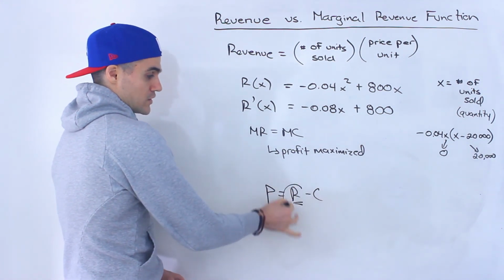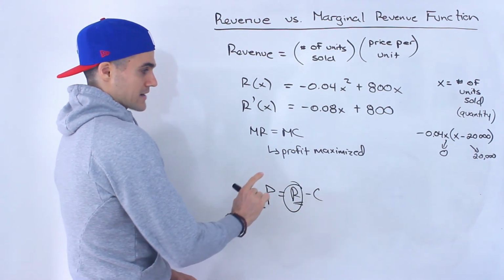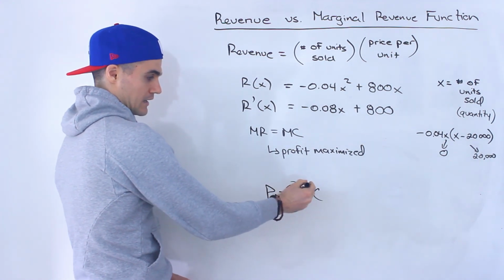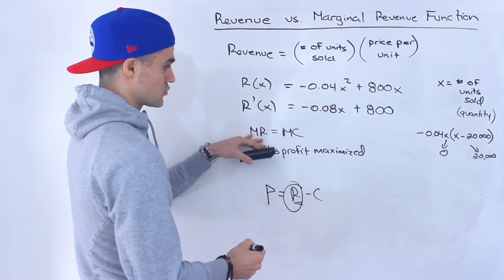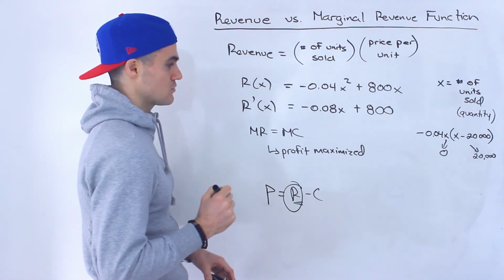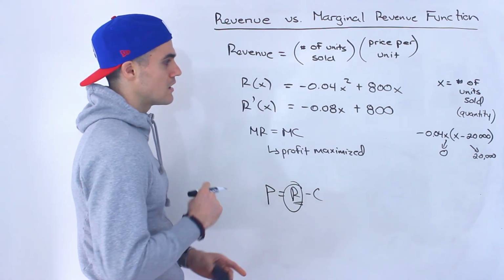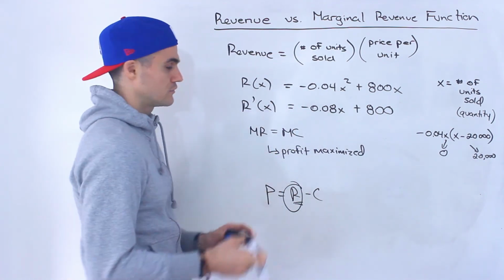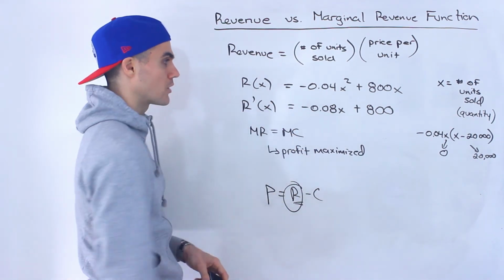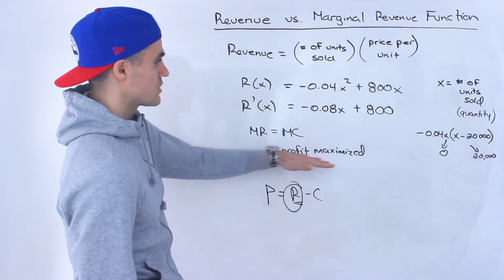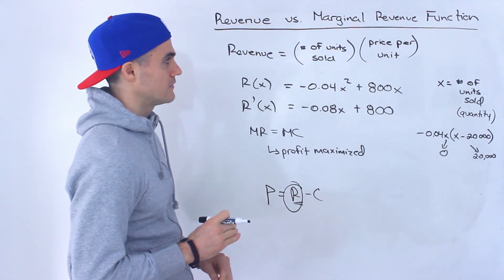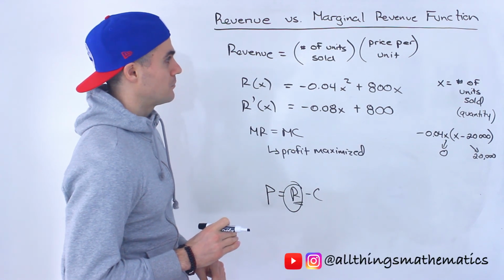So revenue is maximized when the marginal revenue is equal to 0, but profit is maximized when the marginal revenue is equal to the marginal cost. So that's another use for the marginal revenue function: comparing it to a marginal cost function, so you can see when profit is maximized. Again, we won't go into detail on that in this video, but I thought I would mention it.